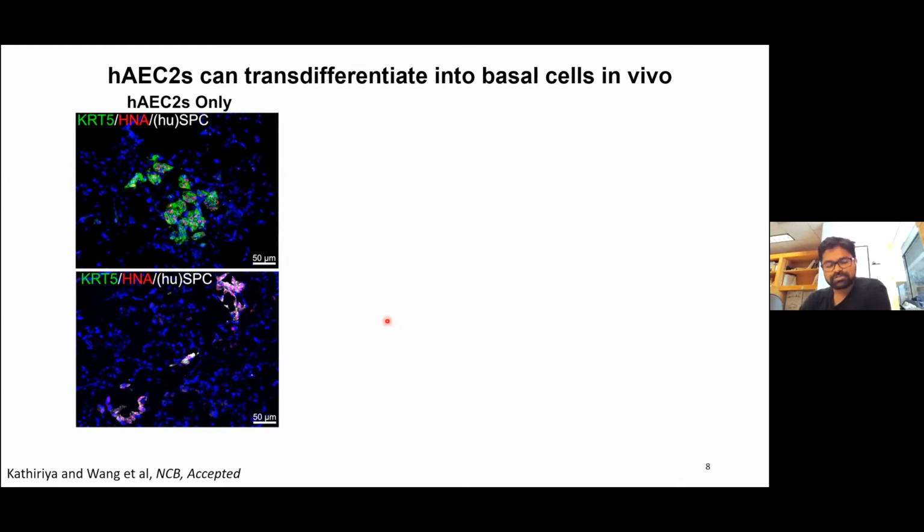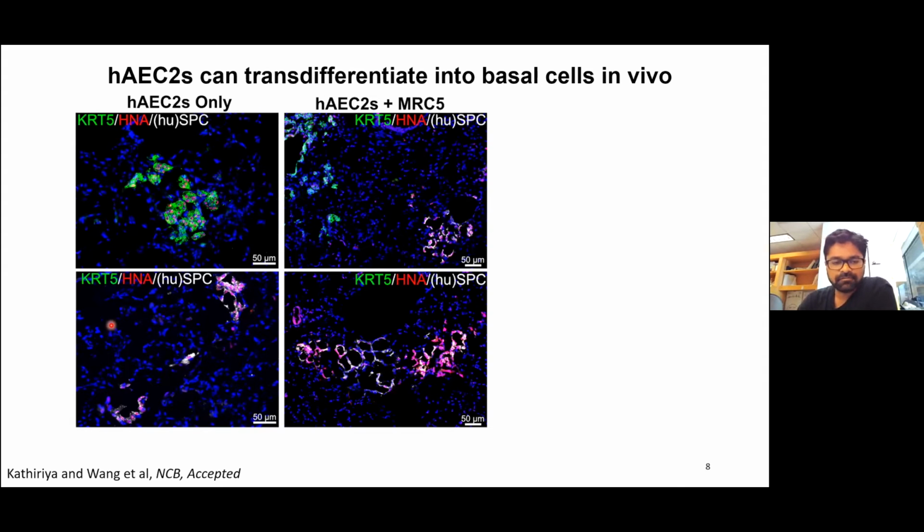What we saw was kind of interesting: even in the group of mice that received just the type 2 cells, it was easy to find K5 positive basal cells coming out of the type 2 cells, marked by HNA. HNA is the human nuclear antigen. And of course, we also found a number of engrafted regions which were surfactant protein C positive type 2 cells. And that didn't really change if the mice received a cocktail of type 2 cells plus MRC5. We still found a number of basal cell regions which were HNA positive and type 2 cell regions which were also HNA positive.